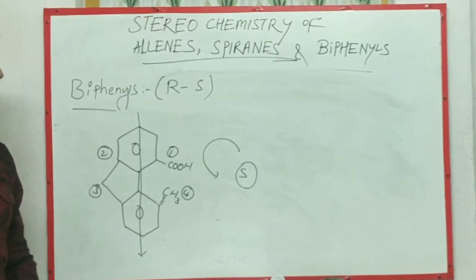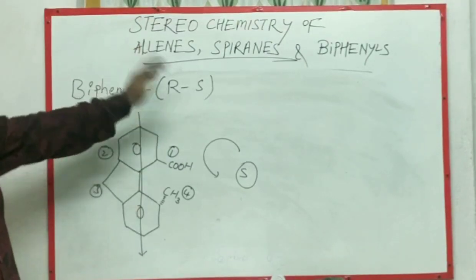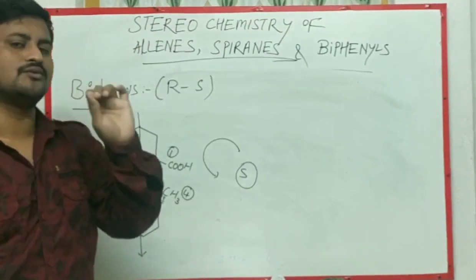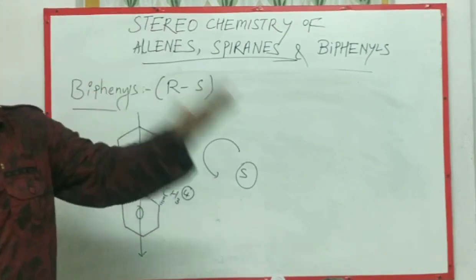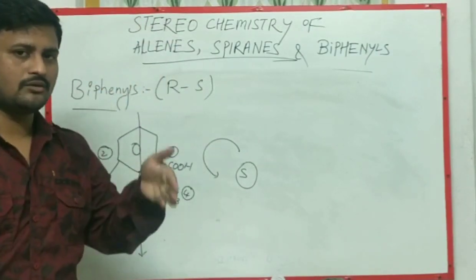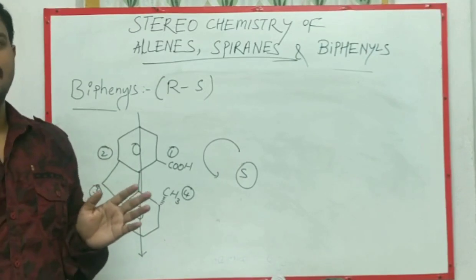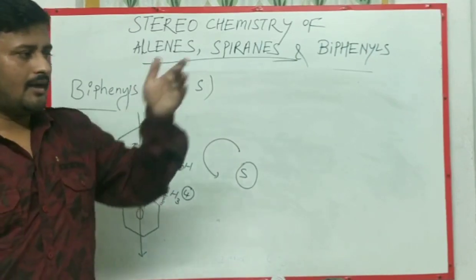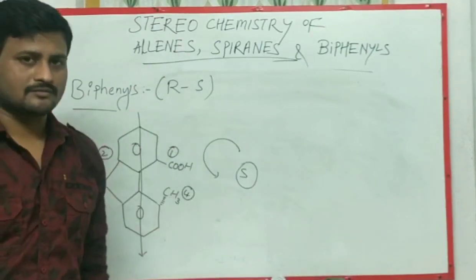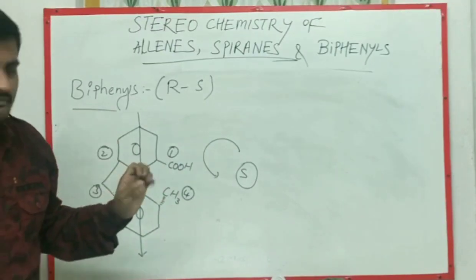In the case of RS configuration for allenes, spiranes, and biphenyls, we have to start the priority from the within-the-plane atoms: 1, 2, 3, 4. Above the plane, below the plane are 3, 4. And 1, 2 are the within-the-plane atoms. Are you clear? Okay.